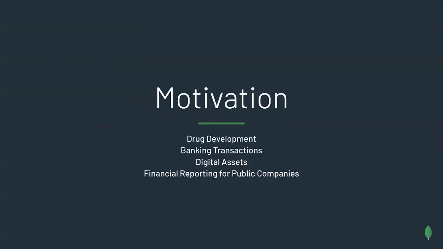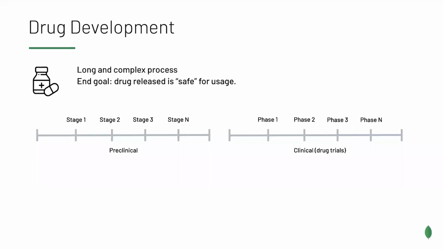Let me motivate the need for cryptographically verifiable change history using 4 examples. That is drug development, banking transactions, digital assets, and financial reporting for public companies. Drug development is a very long and complex process. It is divided into 2 distinct parts, preclinical and clinical. Each part involves multiple stages or phases. The end goal is simple: ensure that the drug released is safe for usage.